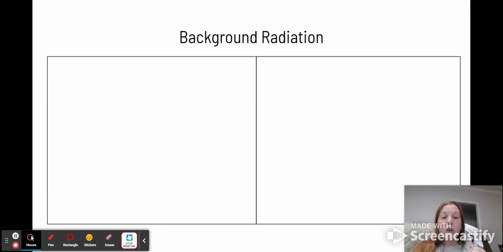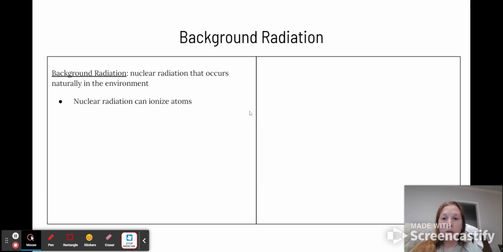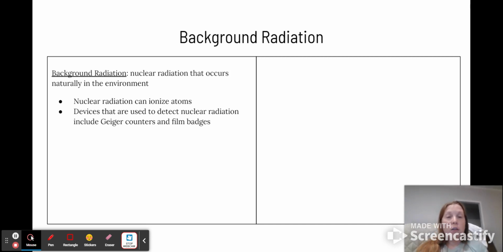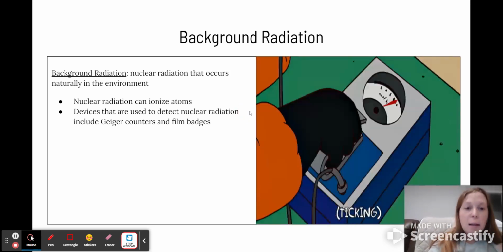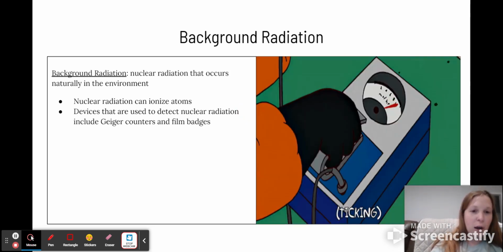So now that we know those three, let's talk a little bit about background radiation. And this is radiation that occurs naturally in the environment. So this is something that just is given off in our surroundings. This can ionize atoms, so it can turn them into ions by changing that electron count or that proton count. And the devices that are used to detect this are Geiger counters. They have badges that they look at, and they tend to have a meter that will go off as radiation is present. And here's a little cartoon showing you how a Geiger counter would work.